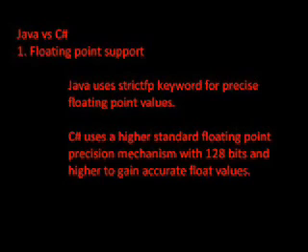Java provides you with extensive support for floating point variables using the keyword strictfp, which provides precise floating point value allocations, whereas C# uses a higher standard floating point precision mechanism with 1 to 8 bits or higher to gain accurate floating point values. Next, let's go back to dynamic memory allocation.